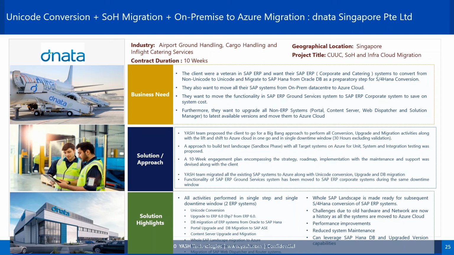This is a very complex achievement where YASH has really helped Dinata. There were a lot of challenges in terms of the third-party data center having to be vacated in a limited time frame. So we achieved all of this in about 10 weeks. And here there was not one ECC application, but two ECC applications. One was for the corporate and one was for the catering. And apart from that, they had an enterprise portal and all the entire SAP workloads that have been pushed.